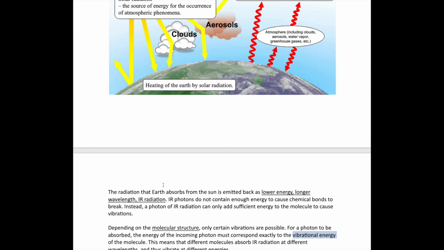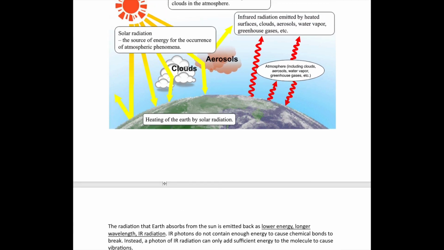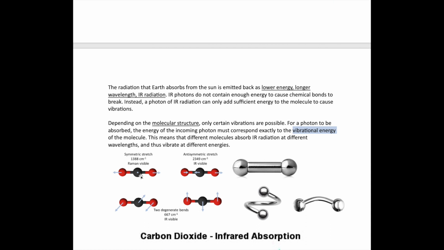Now, the reason why CO2 in particular is a greenhouse gas is as follows. This is the structure of CO2, as you remember from our previous example. It's a linear structure. It has carbon in the middle and the oxygens on the ends. It looks exactly like this. And there are different types of vibrations that are possible for the CO2 molecule. One type of vibration is what we call stretching vibrations. For CO2, there are two different types.